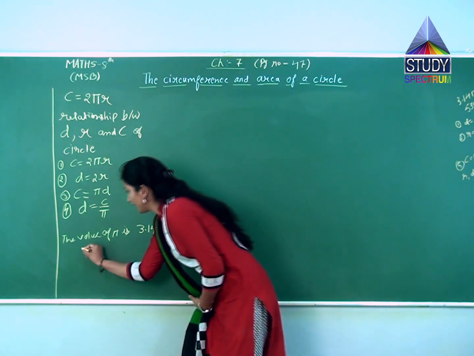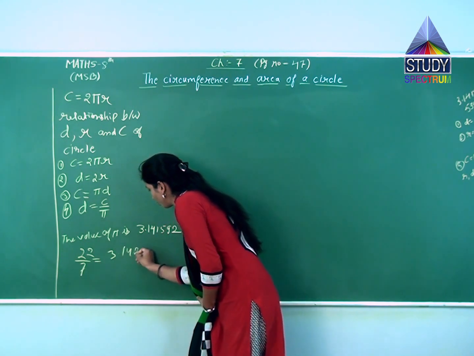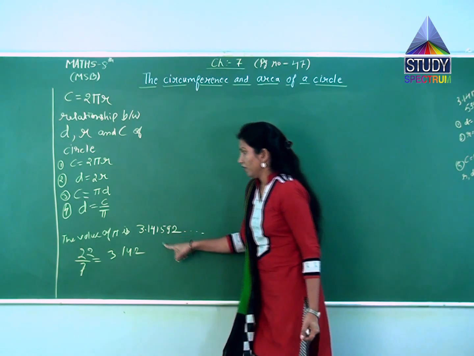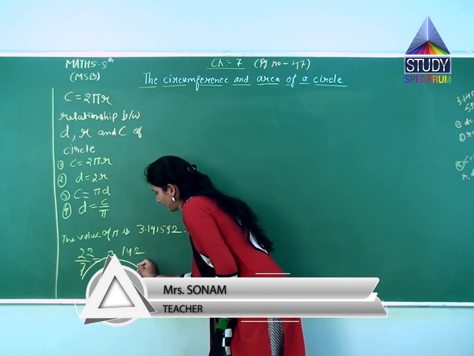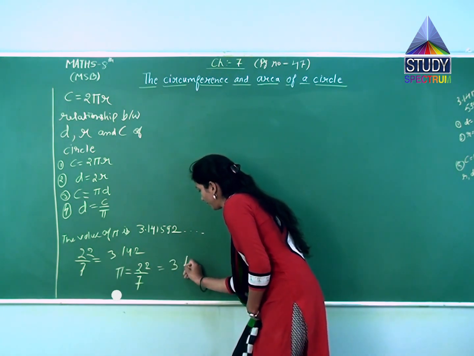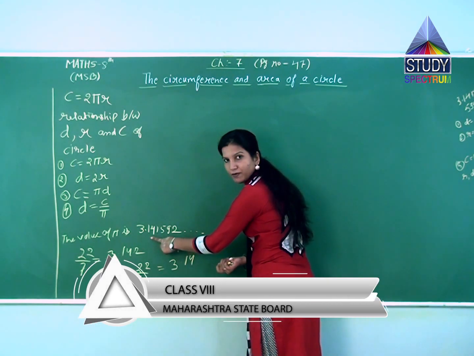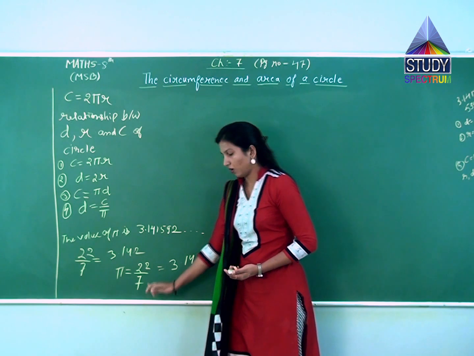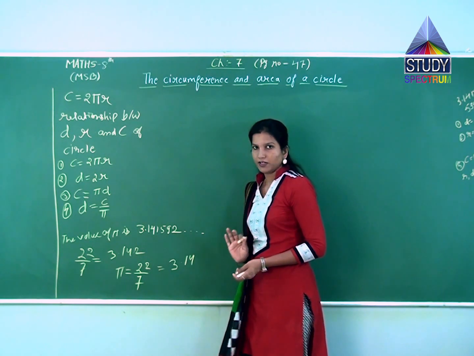Now, the value of 22 by 7 is 3.142, which is very near to the value of pi. So, the value of pi is sometimes taken as 22 by 7 or 3.14. We will take the value up to 2 decimal places only. So, our value of pi will be either 22 by 7 or 3.14. We can take both values for solving the questions.